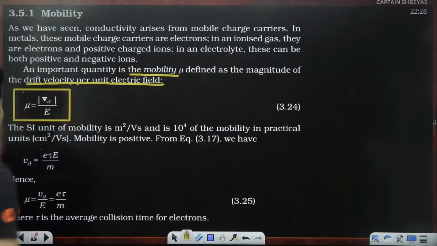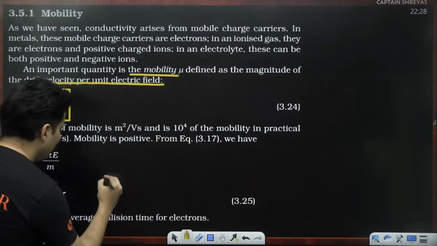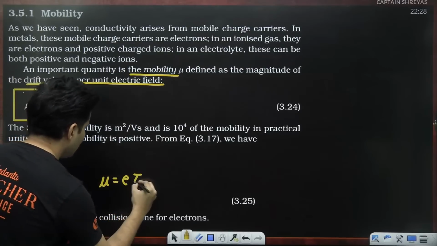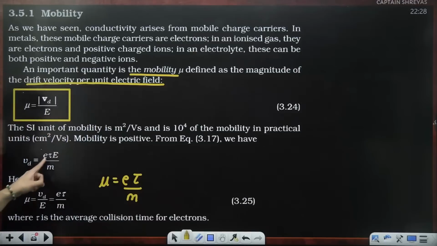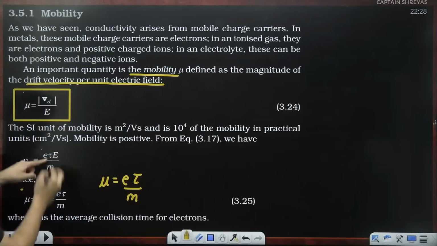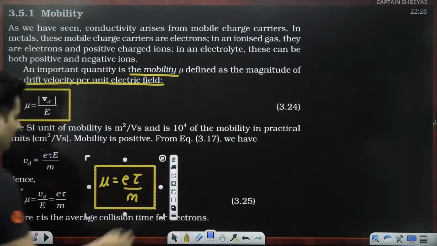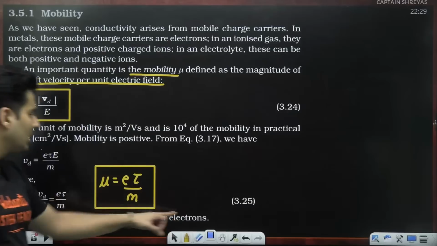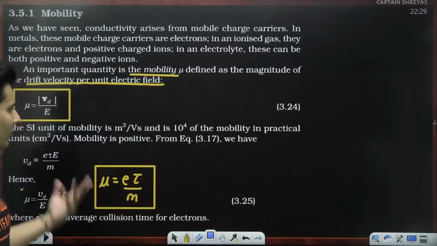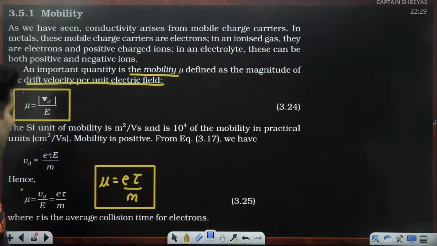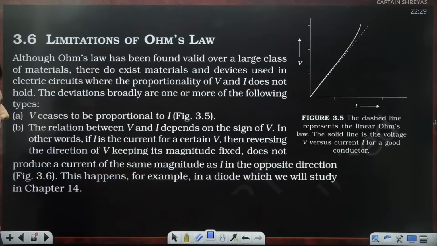Drift speed formula we already know, it is e tau E by m. So if you substitute it over here, mobility will become just e tau by m, because remember drift speed was e tau E by m. This E and this E can cancel out, and that's why you will just be left with this. So this can also be the formula, where tau is the relaxation time or the average time of collisions. So this is something which you should know.